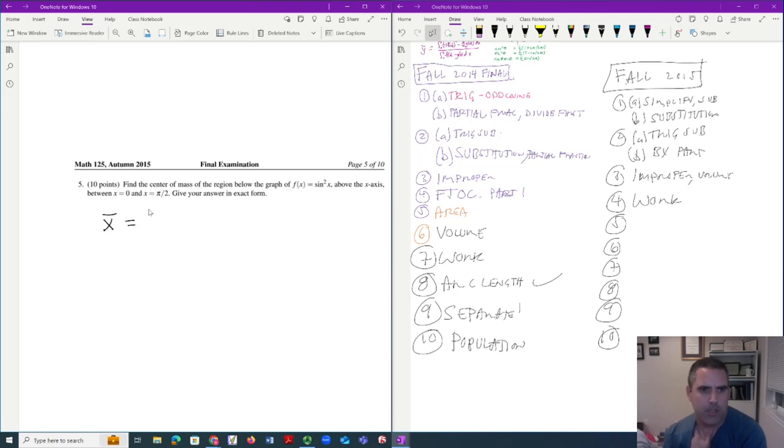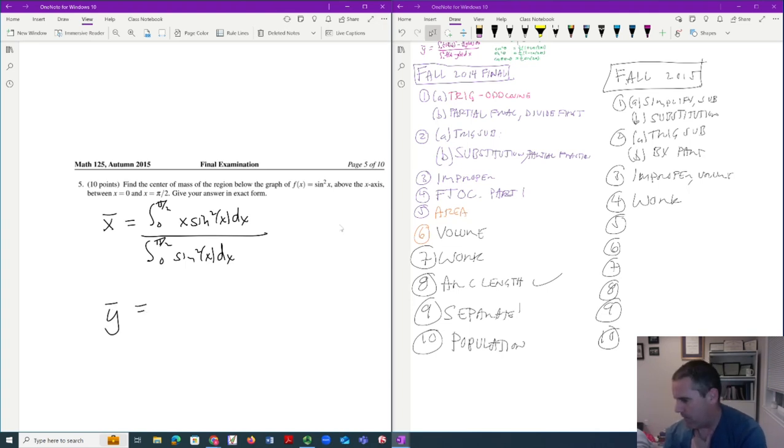It's below this function, so it's going to be the integral from 0 to pi over 2 of x times sine squared of x dx divided by the integral from 0 to pi over 2 of sine squared of x dx. And then y bar, oh, I think maybe we have some symmetry. Right. If this was on the final, I would probably advocate to include a picture. Oh, maybe there's not symmetry, because pi over 2 gives me a 1 and 0 gives me a 0. Oh yeah, no symmetry.